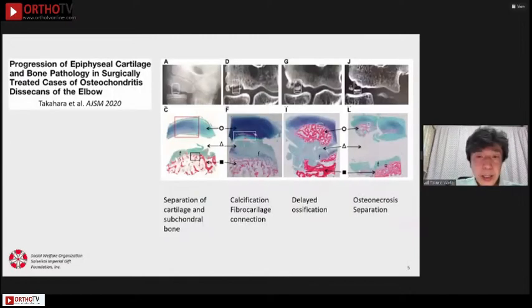Dr. Takahara studied the pathology of OCD lesions using biopsy materials. In the very early stage, the pathology is separation of cartilage and subchondral bone. Then, calcification and fibrocartilage connection occur, leading to delayed ossification. Finally, osteonecrosis and separation occur, and this fragment goes to loose body.